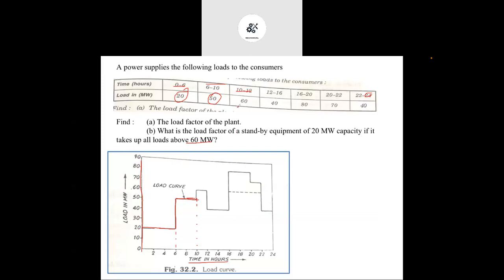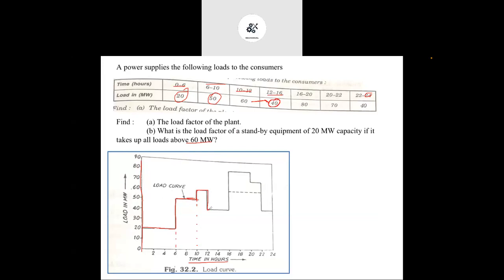So up to 10 p.m., or 10 hours, it will remain at 50 megawatts. After that, for the next 2 hours, from 10 to 12 hours, the demand will increase from 50 to 60. So again, a sharp increment in the demand, from 50 to 60.